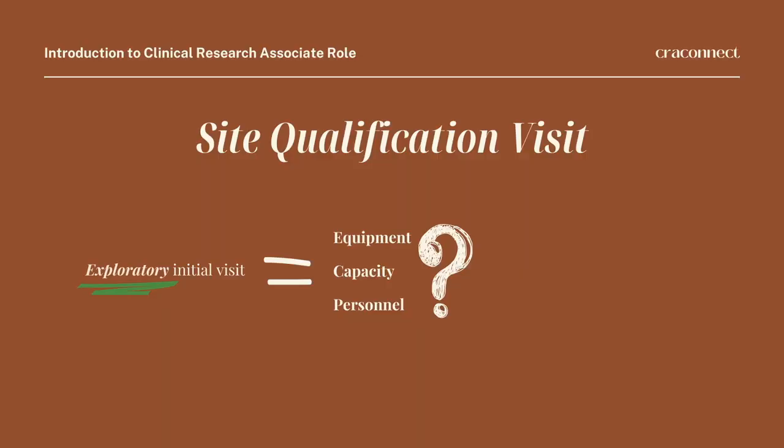Let's start speaking about the site selection visit, or site qualification visit. This initial exploratory visit to a site is meant to assess if a site has the equipment, personnel, or capacity to participate in a clinical trial. Meaning, are there enough investigators? Are the investigators properly qualified? What's the number of patients the PI thinks will be recruited?